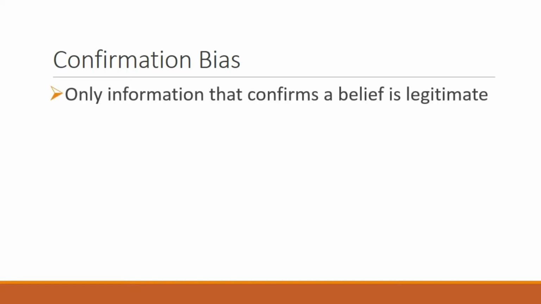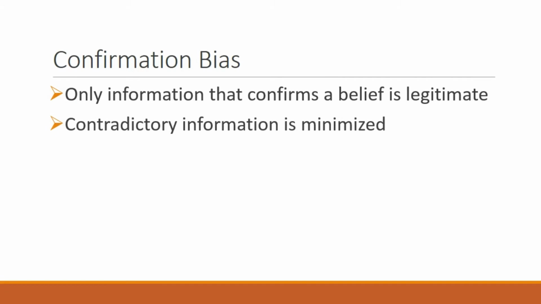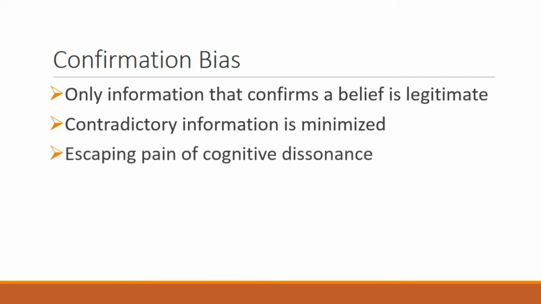Confirmation bias is another cognitive bias that can distort our ability to make rational decisions. By confirmation bias, we mean that only information that confirms a belief is considered by us to be legitimate. Information that contradicts what we believe is either minimized or is ignored. Confirmation bias is one way of escaping the pain of cognitive dissonance because we block out any contradictory information that could cause that dissonance.